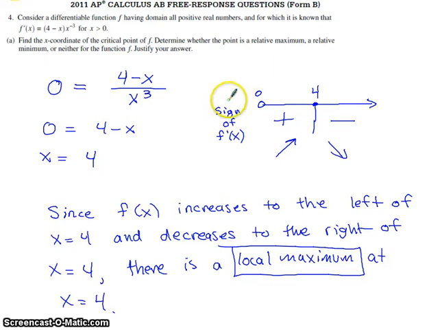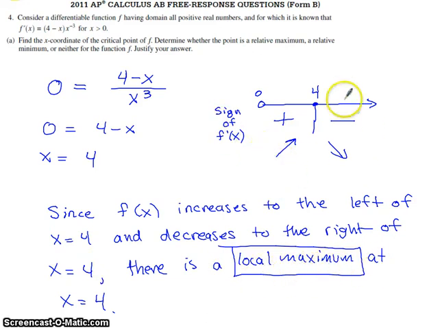To the left of 4, if I pick a value like 2, (4 minus 2) over 2 cubed is definitely going to give me a positive value. And then if I pick a number like 10, 4 minus 10 gives me a negative over 10 cubed gives me a negative value for my derivative. So my function is increasing to the left of 4, decreasing to the right of 4, and since f of x increases to the left of 4, decreases to the right of 4, we know we have a local maximum or a relative maximum at x equals 4.